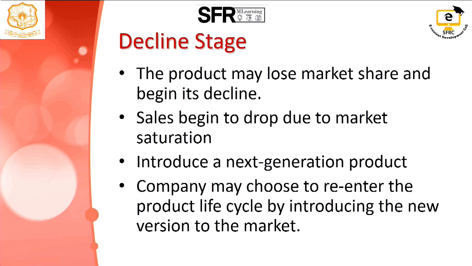In this stage, the sales begin to drop due to market saturation. Saturation is nothing but going toward decline. So introduce a next generation product. After analyzing the environment, the customer needs and the customer wants, we have to produce a new product and offer it to the customers. A company may choose to re-enter the product life cycle by introducing a new version to the market.